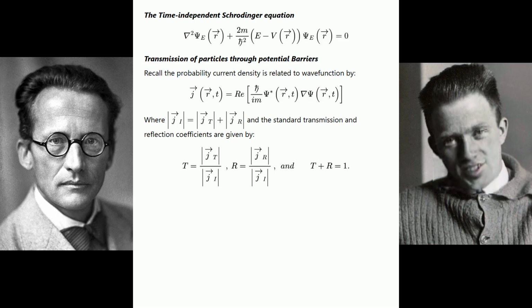Transmission of particles through potential barriers. Recall the probability current density is related to wave function by. See the equation. Where the absolute value of j sub i equals the absolute value of j sub t plus the absolute value of j sub r, and the standard transmission and reflection coefficients are given by. See the equation.